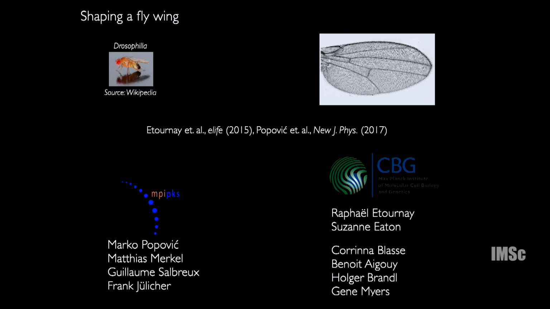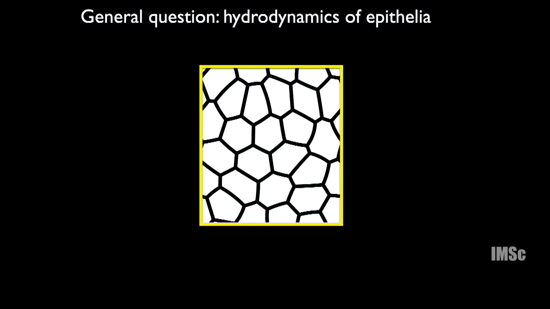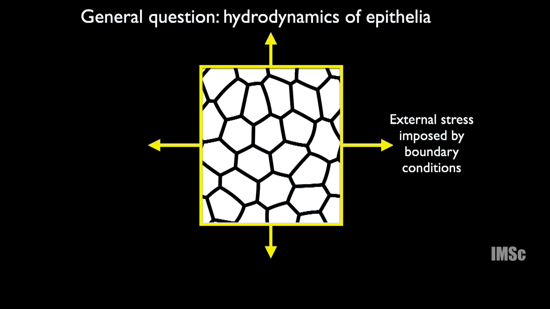This was a collaborative work with some very fantastic people, and all the experiments were done by Raphael in Susan's lab, and from the theory side, all these people were involved. Let me start by asking a very general question. Suppose you have a piece of soft material, in this case a tissue. Now suppose this material is under tension because of forces at the boundary. You have put some boundary conditions.